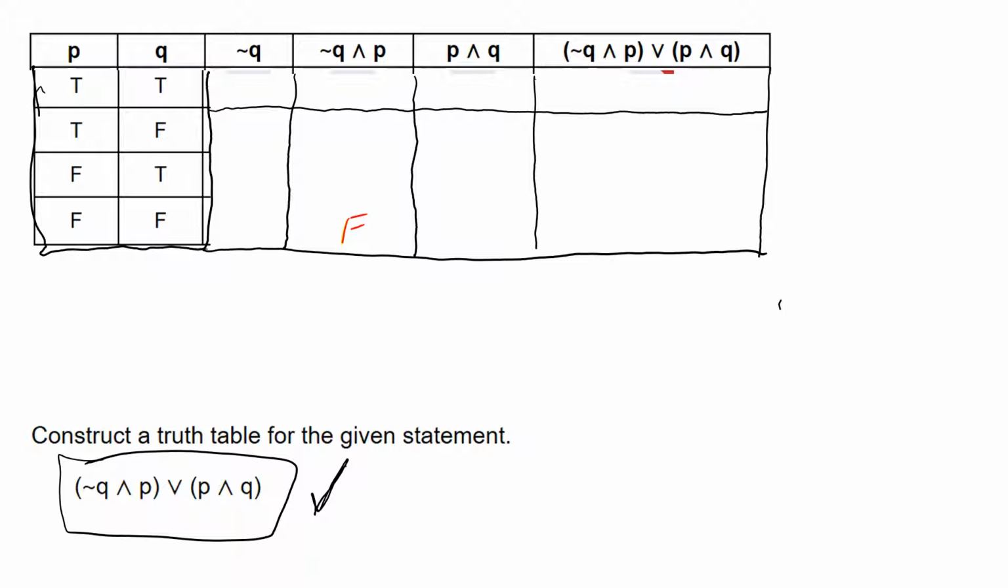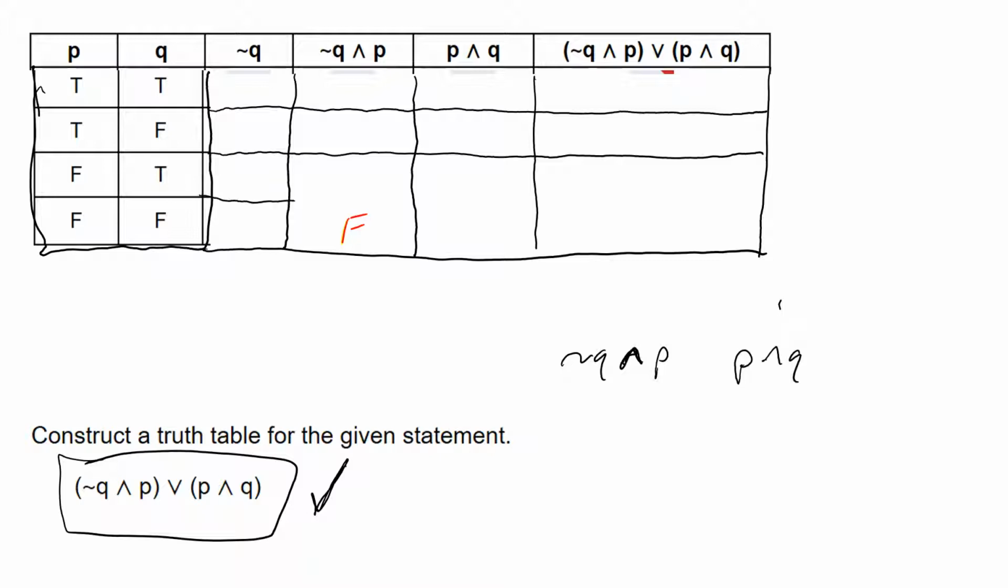If you look at the ultimate goal, notice there's a not Q in the problem, so that means we need a not Q column. And then notice that there is a not Q and P within the goal, and so that's why we need a not Q and P column. And then finally there's a P and Q, and so that's why we have a P and Q column. And so now I've got to fill in these columns with trues and falses.